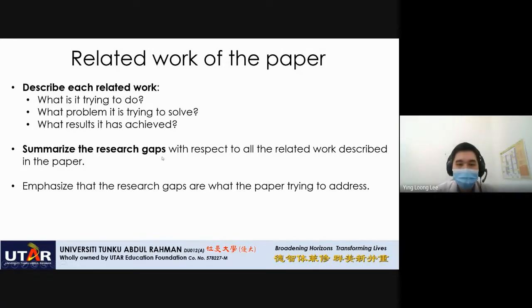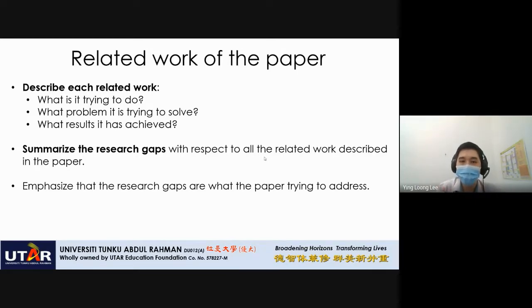Next, summarize the research gaps with respect to all the related work that you have reviewed in the paper. You don't just write the literature review, describing other people's work, without having a conclusion from the literature review. At the end, maybe in the last paragraph of your related work section, you can summarize the research gap, saying that all of the work missed one aspect or lacks something, and that something is actually what you want to investigate or try to solve.